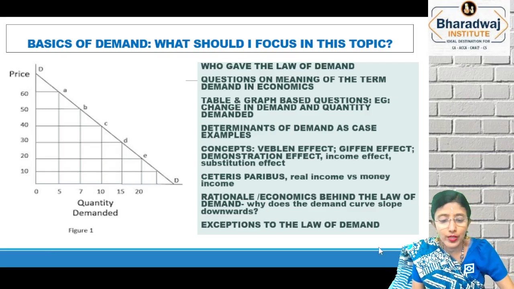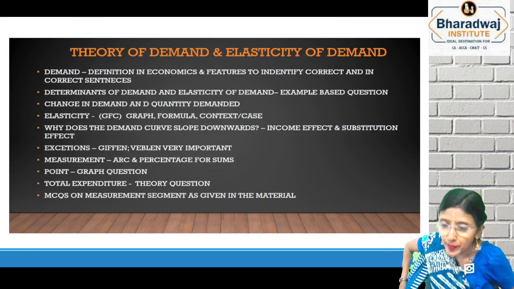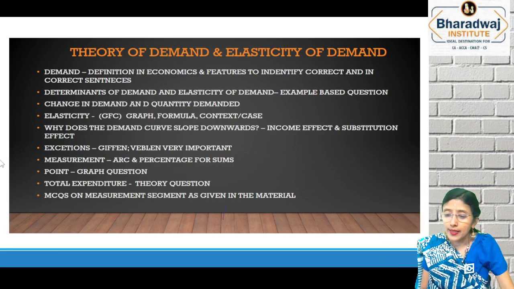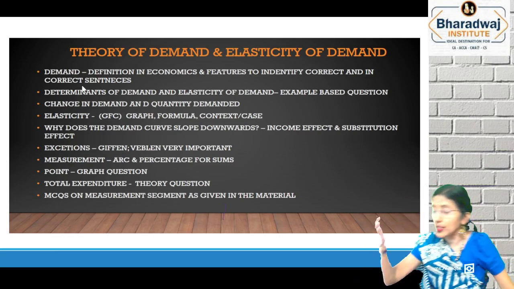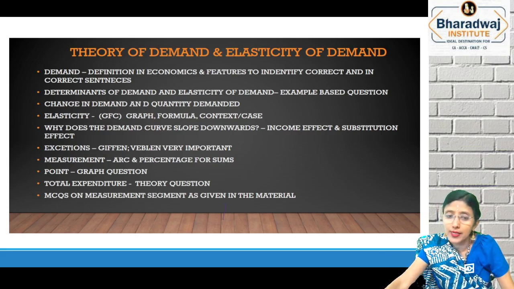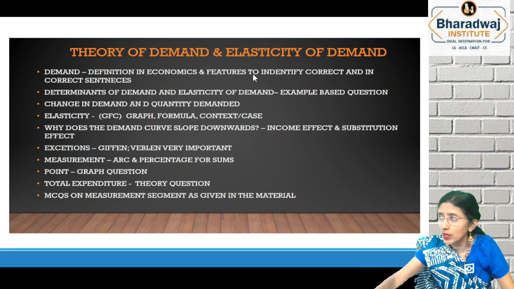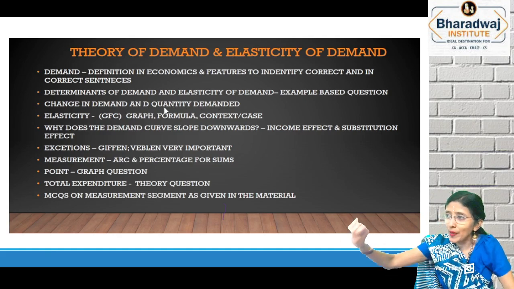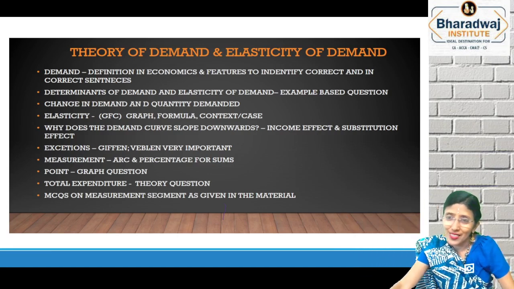So now we are going to continue the demand segment. My dear students, a small caution note is given here. We saw the law of demand. Demand and elasticity put together: the definition of demand in economics, the meaning of the term demand, correct and incorrect sentences, you will get that. Determinants of demand and elasticity of demand, example based questions. Change in demand and quantity demanded, every time that question is there. That is expansion, contraction, increase, decrease. When to use that? Standard question.